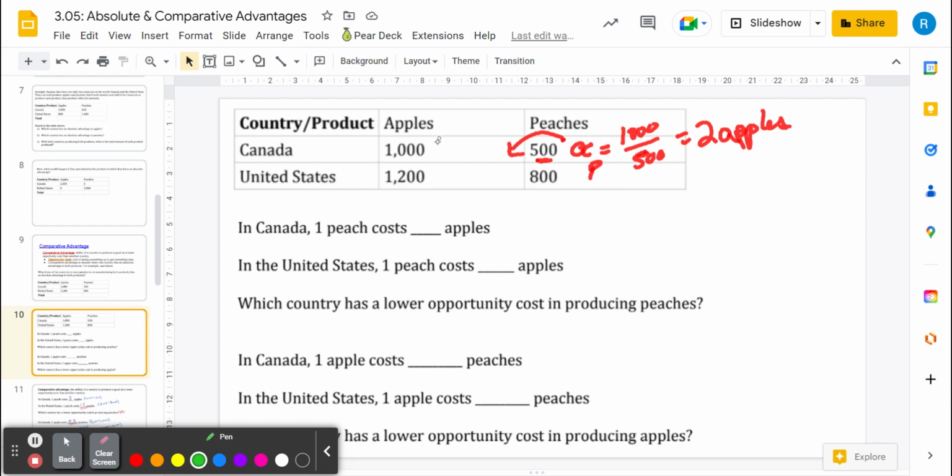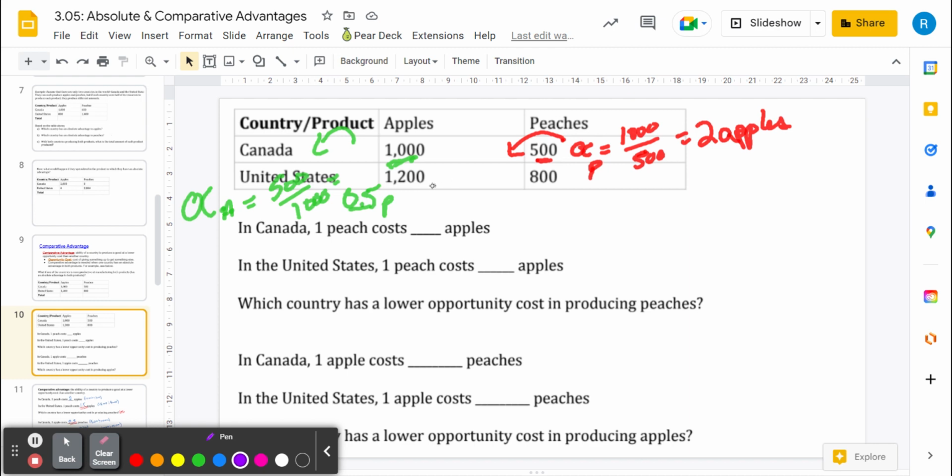So what's the opportunity cost of Canada making 1 apple? The opportunity cost of Canada making an apple would be equal to 500 over 1,000, which is 0.5 peaches. For every apple Canada makes, it could have made half a peach. I hope that makes sense. So we can go through this process and finish up this whole table.